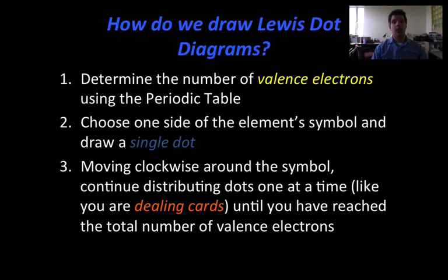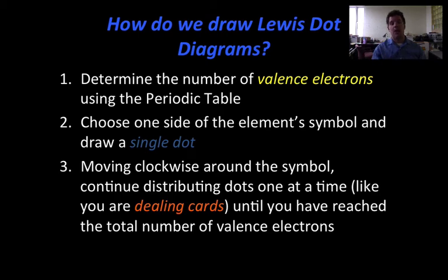So how do we draw this dot diagram? First, we use the periodic table to determine how many valence electrons each element has. Then we start on one side of the element's symbol and draw a single dot. Then we move clockwise around the symbol and continue distributing dots one at a time, almost like you're dealing cards, until you've reached the total number of valence electrons.